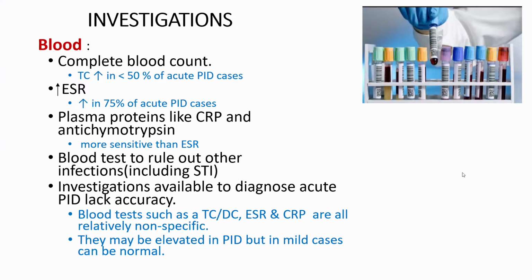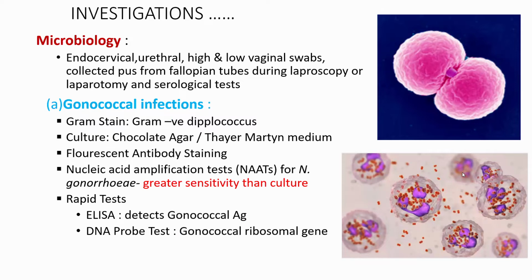There are other investigations as well which will help in diagnosis. One is the blood test. In blood tests we commonly send total and differential count, ESR and CRP, and other STI tests like VDRL and HIV. In microbiology, we take a number of swabs: intracervical swabs, urethral, or high and low vaginal swabs, and pus collected from the fallopian tube if the patient underwent laparoscopy or laparotomy. In that case, we can collect the pus and send for culture and sensitivity.